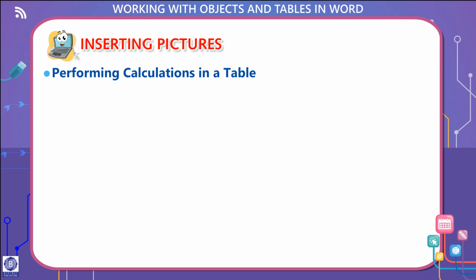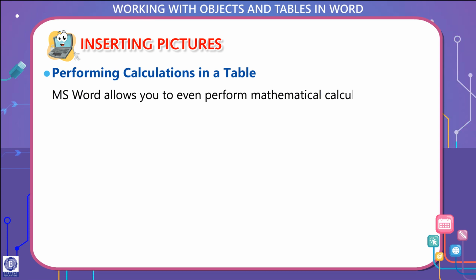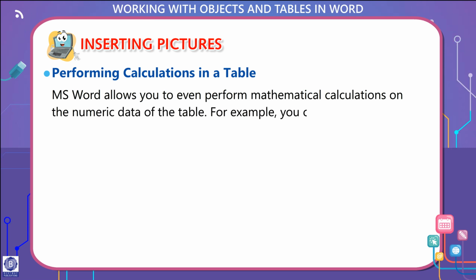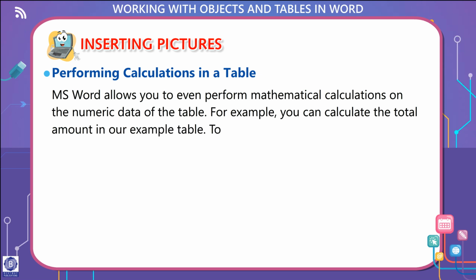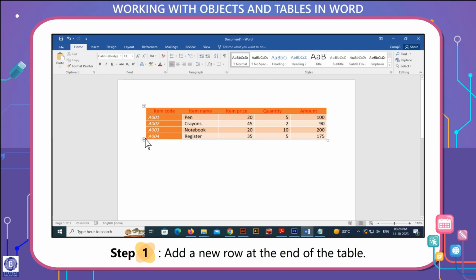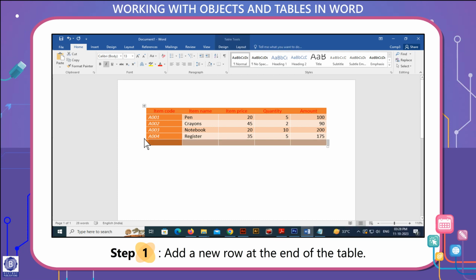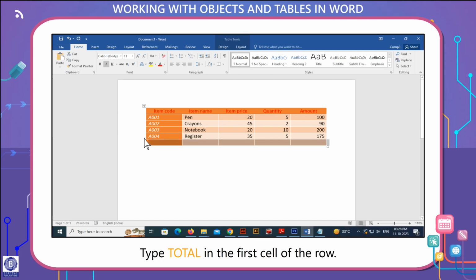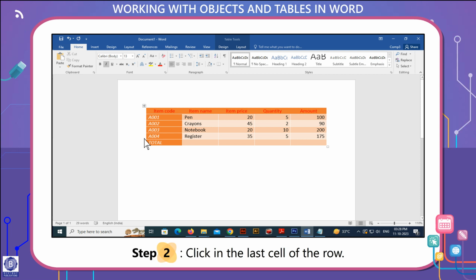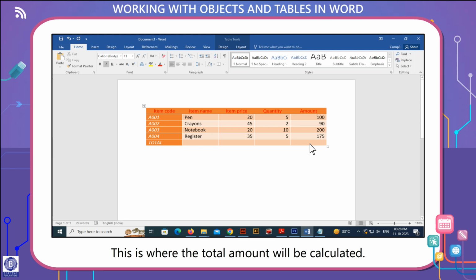Performing calculations in a table. MS Word allows you to even perform mathematical calculations on the numeric data of the table. For example, you can calculate the total amount in our example table. To do this, follow these steps. Step 1. Add a new row at the end of the table. Type Total in the first cell of the row. Step 2. Click in the last cell of the row. This is where the total amount will be calculated.